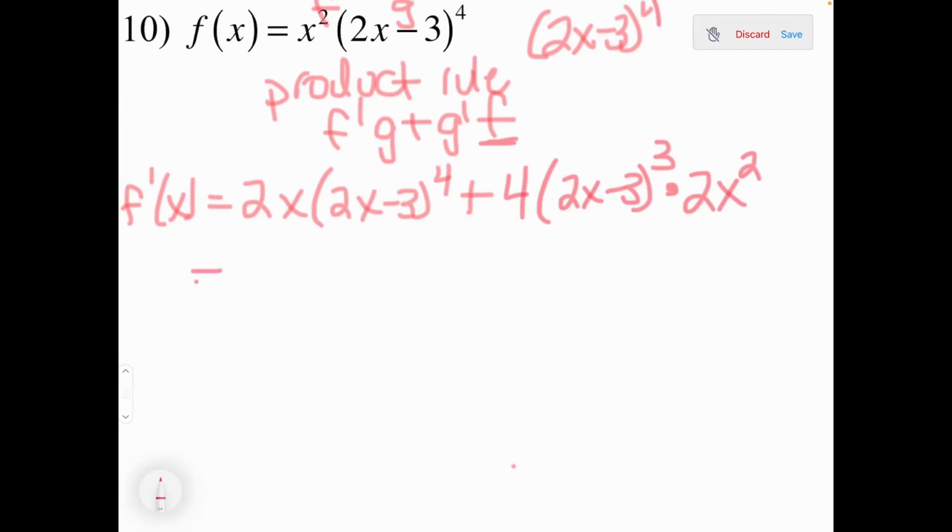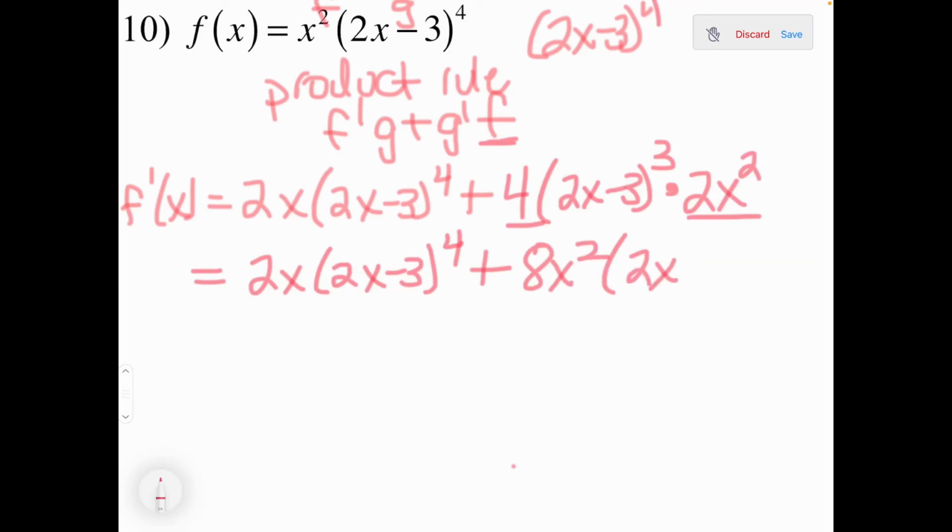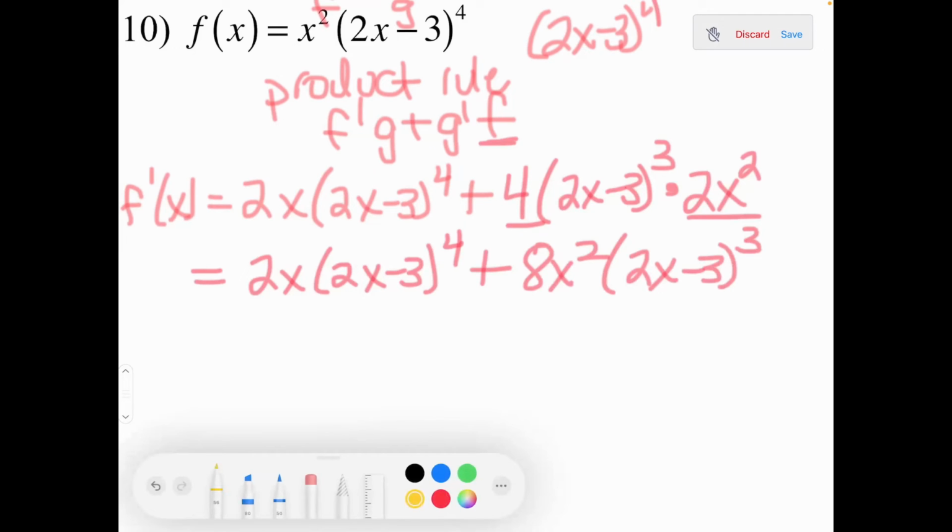So this first part, I can't really do anything with that. That's just 2x times x minus 3 to the 4th power plus 4 times 2x squared would be 8x squared times 2x minus 3 to the 3rd power. When we talk about simplifying, this would be like our 1-star answer. We can make this look a little bit better. On a free response question, it may not necessarily be necessary, but on multiple choice, we may need to simplify it.